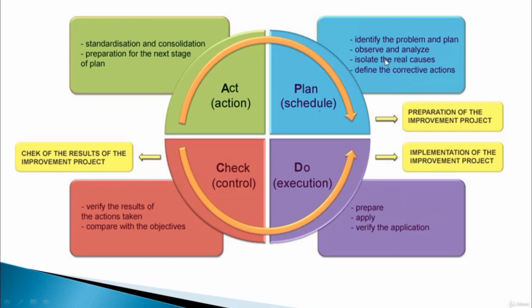You need to observe and analyze, and you need to define the corrective actions. And then we've got the do step, or the D, which is of course the execution. So this is where the implementation of the improvement project happens. This is where you ask, what actions could you take right now? So now we're taking actions and we're conducting the improvement.